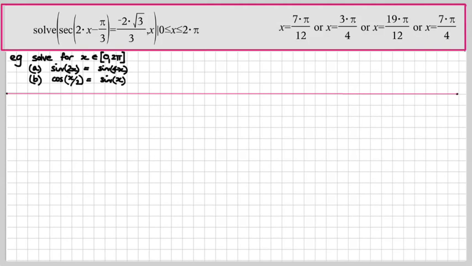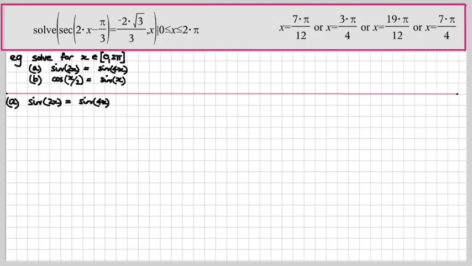Okay, so what's this? Solve for x from 0 to 2 pi. We've got some equations to solve here, where we've got trig stuff on either side of the equation. So we've got sine 2x equals sine 4x, and secondly we've got cos of x on 2 equals sine of x. So some double angle formulas to use here, and we just learnt them in the last two lessons ago. So let's go for number A today, hooray.